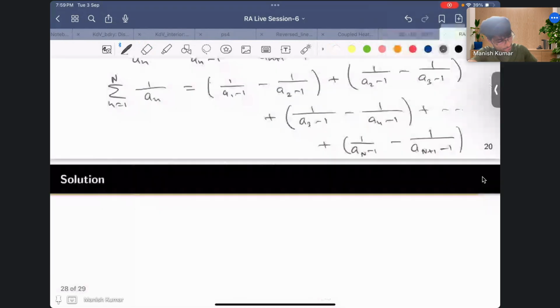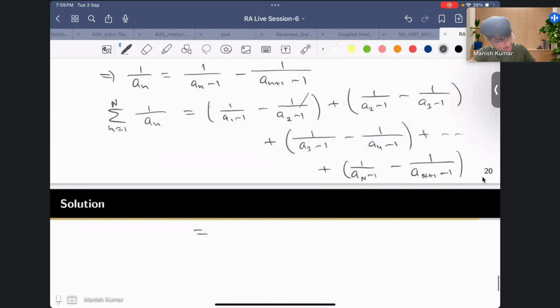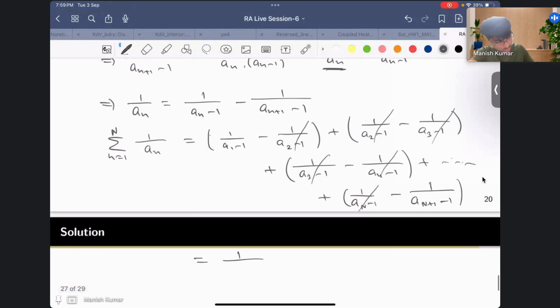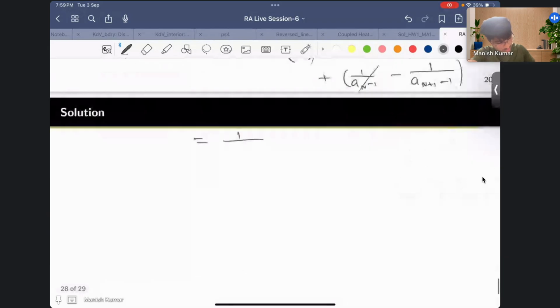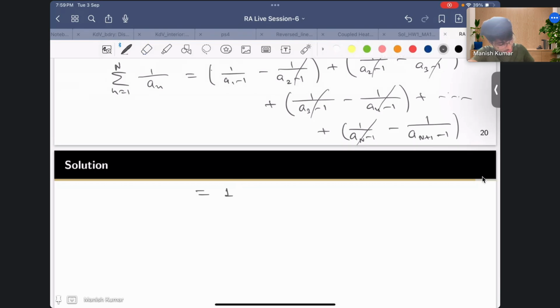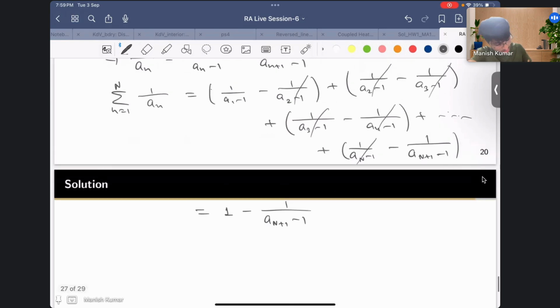Now you can see there is a cancellation: each term will cancel with the next term, and this will also cancel with the previous term, right? So in between there will be no term. What I am having is, a1 was given to be 2, so I'll have 1 by 2 minus 1, which is 1. So this is 1, and then you have minus 1 by a_{N+1} minus 1. This is the partial sum, summation 1 by a_n, where n is from 1 to capital N.